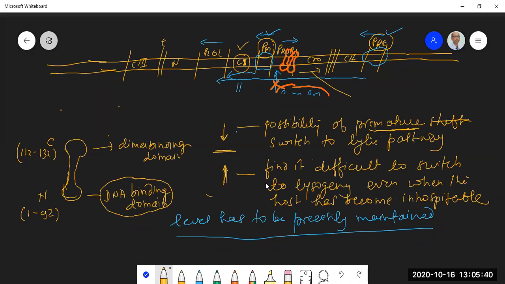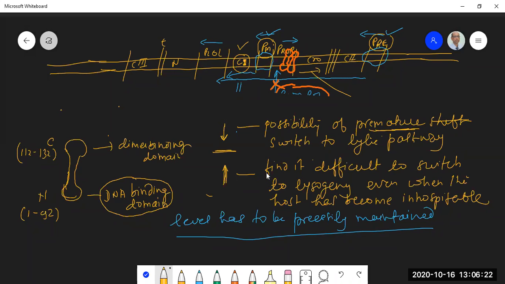What we have been saying is that when the host becomes inhospitable, the bacteriophage has an option: it can switch over from lysogeny to lytic, make progeny, kill the bacteria and liberate the progeny. But when the repressor level is more than the optimum level, there is too much repressor protein, and it will not allow that switch from lysogeny to lytic. What does it mean? It means that this bacteriophage genome will also die along with the host. The host is dying, the host has become inhospitable, the host is going to be destroyed. So along with that host, this bacteriophage DNA will also get lost. So these are the two possibilities.